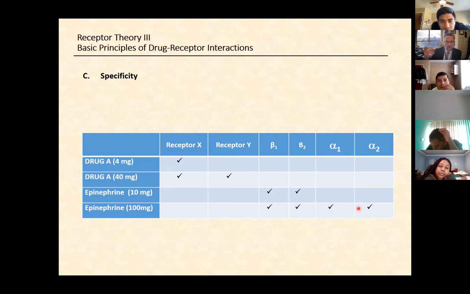So at a much lower dose, what we see here is that epinephrine starts interacting with the receptors that we want it to interact with, the beta receptors, right? And it does not interact with the alpha receptors. So at a low dose, epinephrine is selective for beta receptors over alpha receptors. And what's its specificity? Its specificity is that it interacts with beta 1 and beta 2 receptors. That's the list of receptors that it will interact with at that dose.